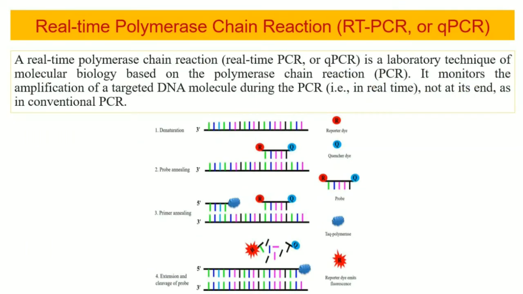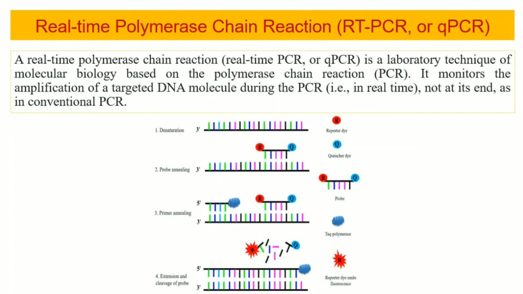So next is real-time polymerase chain reaction, which is also known as RT-PCR or qPCR. Real-time PCR is known as such because in this type of PCR we observe or monitor the amplification of our targeted DNA molecule during the PCR in real time, not at its end as in the case of conventional PCR. For this purpose, different fluorescent dyes are used that produce a glow at the end of the cycle.